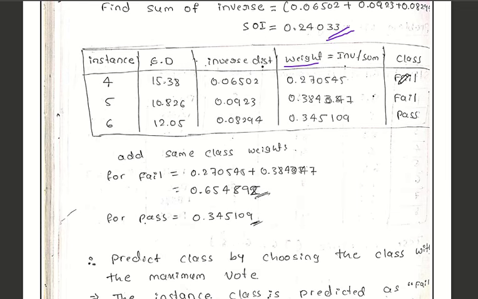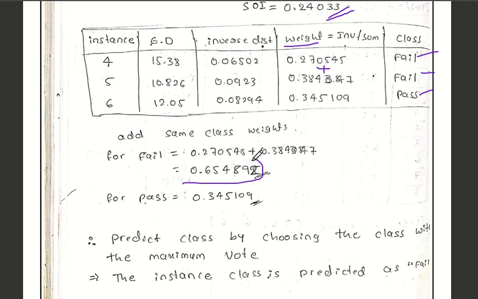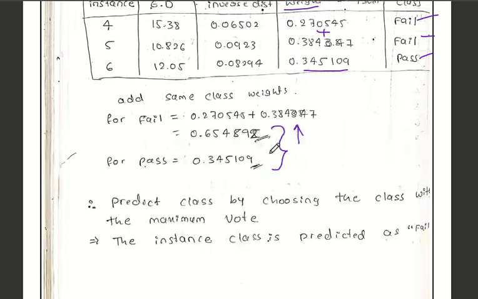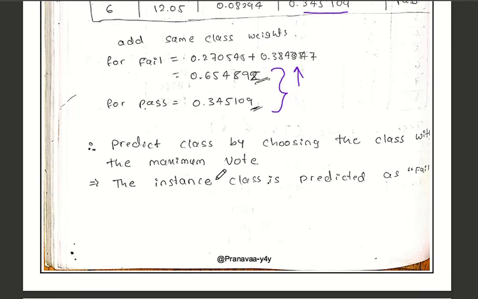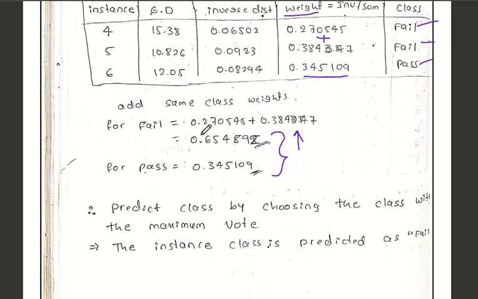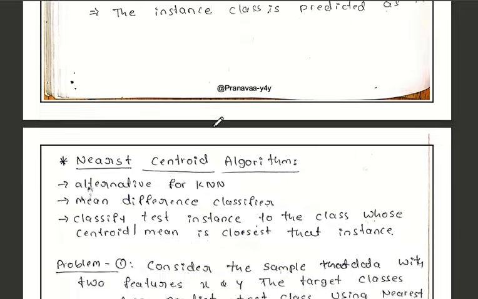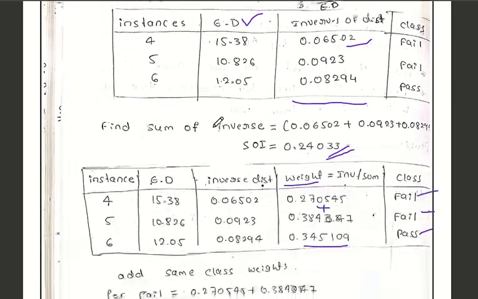Based on that weight and the classes, you need to add the values. See here, two fails are there, one pass is there. Add these two and we'll see 0.65 something, and the pass value is 0.3, because only one value is there. Then you need to compare which one is higher. Here fail has the higher value, that's why the result will be fail. That is the answer. This is all about k nearest and weighted k nearest.